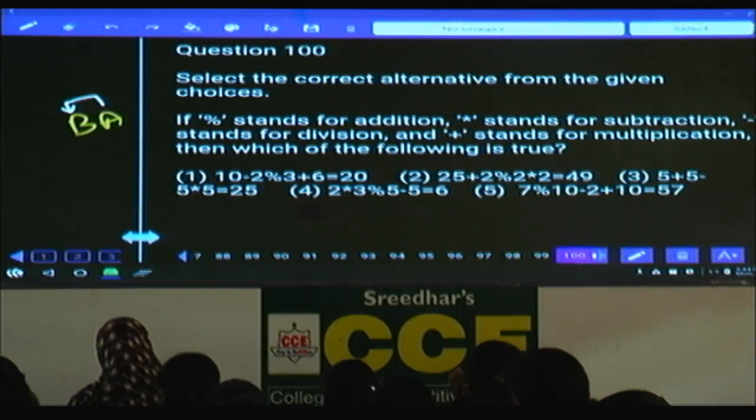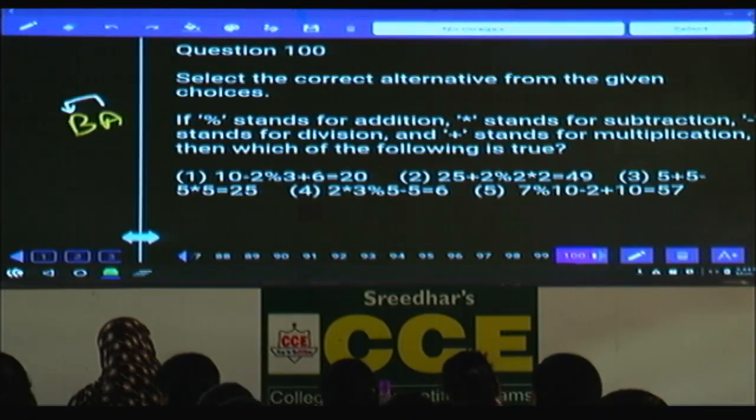Percentage is addition: 5 plus 3 is 8. And plus means multiplication: 8 into 6. Now it is not 20, it is more than 20. Choice 1 is ruled out.